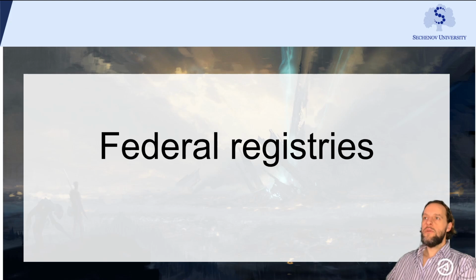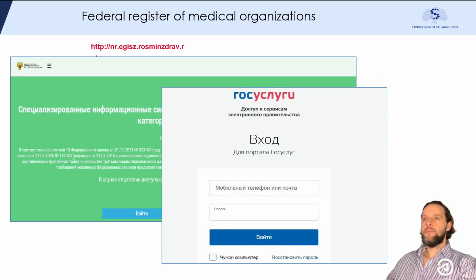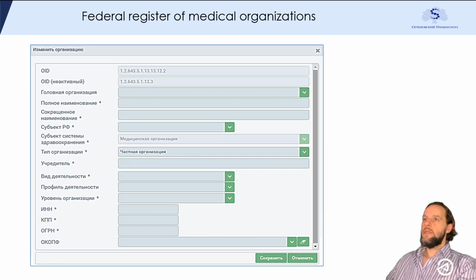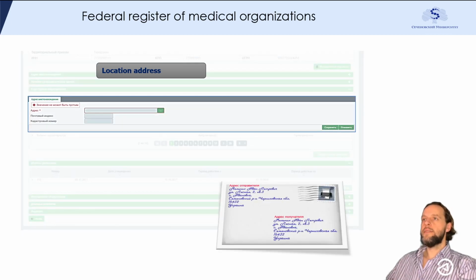Now let's take a look at examples of how federal registers look. First, we'll take a look at the Federal Register of Medical Organizations. It's possible to access this register with the unified government services access interface. It provides a list of medical organizations with detailed data structure: its location, building, structure unit, staffing, medical equipment, connected households, licenses.